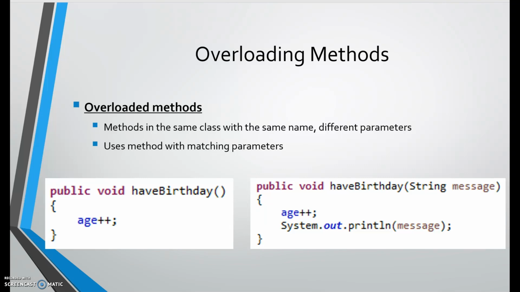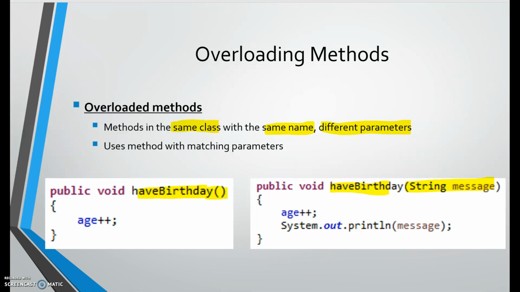We have overloaded methods. So these are methods that are in the same class and have the same name, but different parameters. So these are two different examples of overloaded methods. They are both called have birthday. And one of these methods takes no parameters, and the other method takes a parameter called string message.